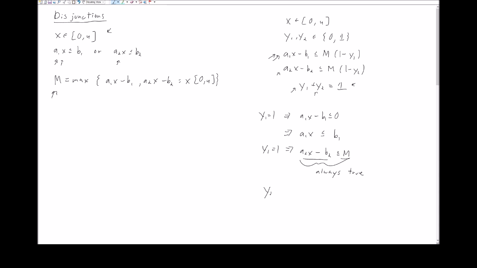If we did the same reasoning for y2 equal to 1, we would get a similar set of points and reason that when y2 is equal to 1, the second constraint is active. So we've properly modeled this disjunction. We have our variable x, and we've introduced these variables y1 and y2 that indicate which of our constraints is going to be active.